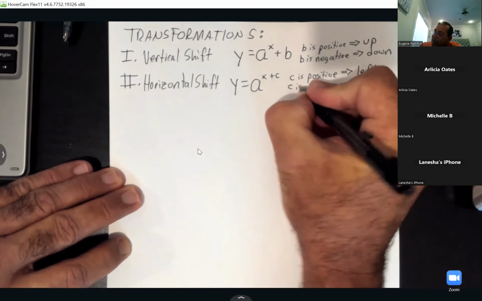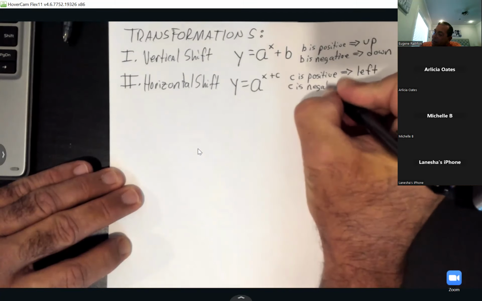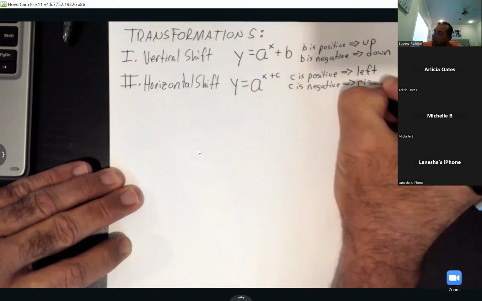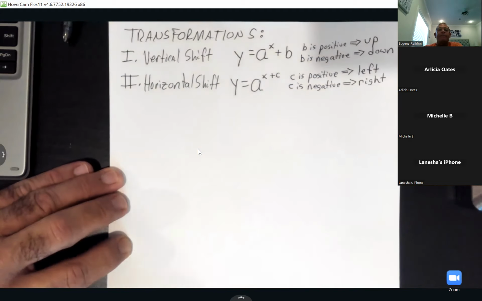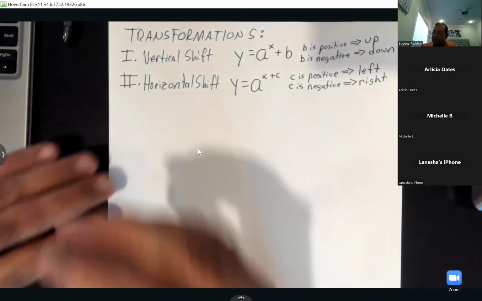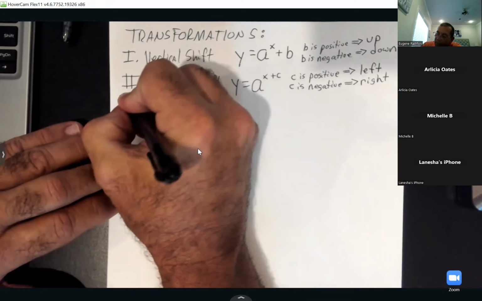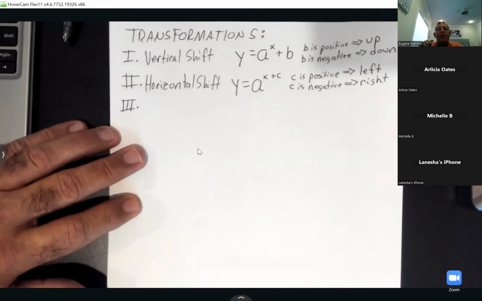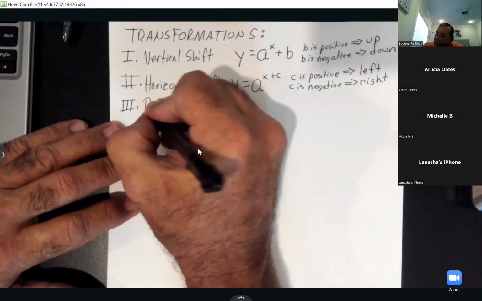And if c is negative, it's going to move my graph to the right. So the same thing as it was in 7.2, when I attacked the x in parentheses and I added a number, it moved me left. If I subtracted that number, it moved me to the right. I can still reflect it over the x-axis.